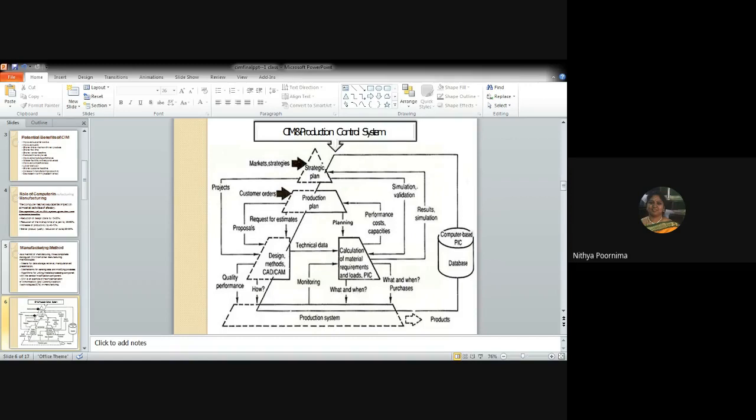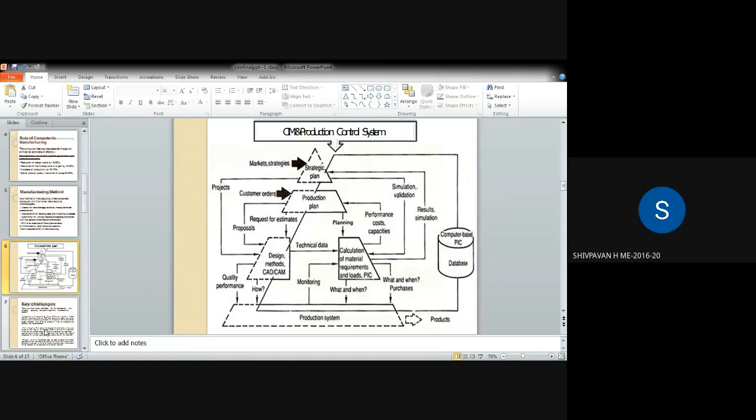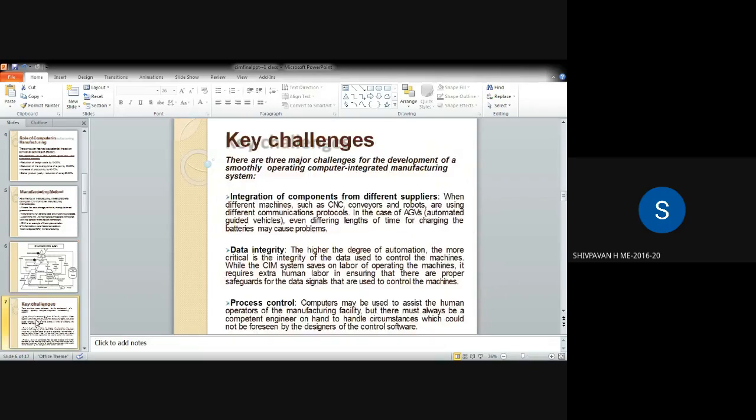So is this slide clear? Yes, ma'am. What are the key challenges with this computer integrated manufacturing? Basically, the key challenge is how to integrate components from different suppliers, right? When different machines such as CNC, conveyors or robots are being used, you need to have AGVs. You need to interact with different suppliers and get the right material, right? So that was a key challenge here.